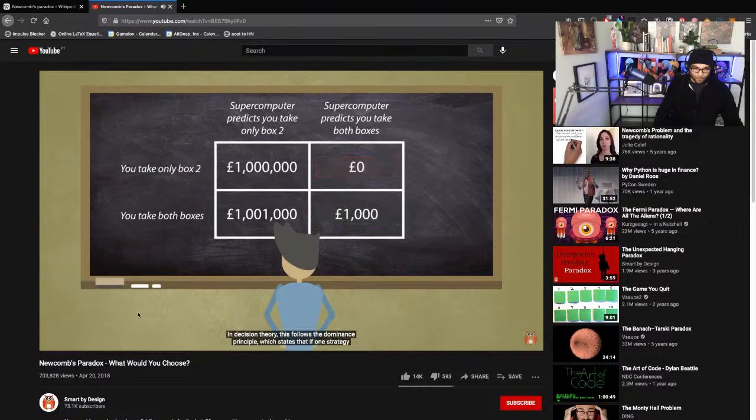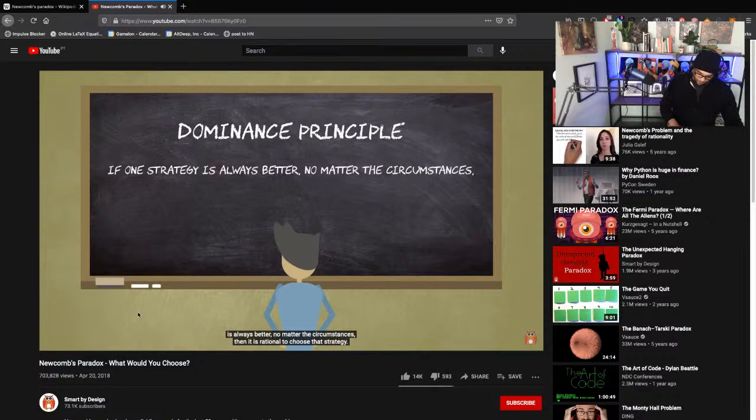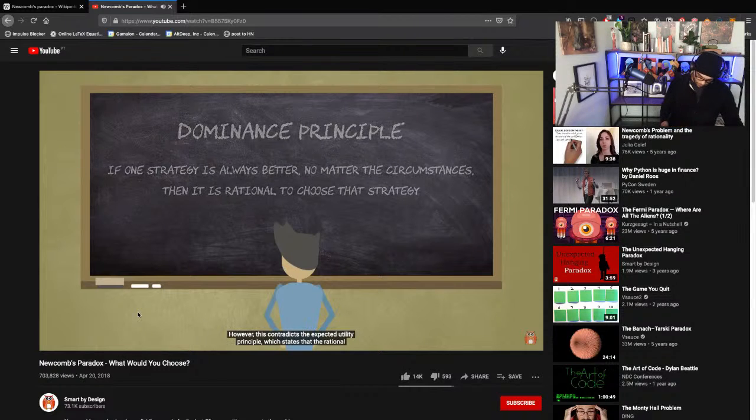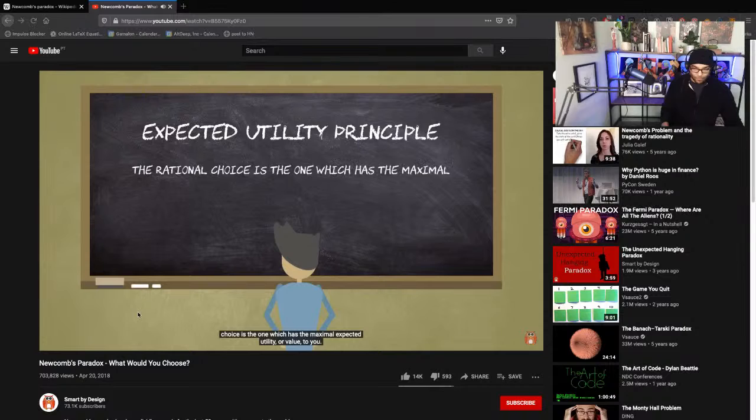In decision theory, this follows the dominance principle, which states that if one strategy is always better, no matter the circumstances, then it is rational to choose that strategy. However, this contradicts the expected utility principle, which states that the rational choice is the one which has the maximal expected utility, or value, to you.